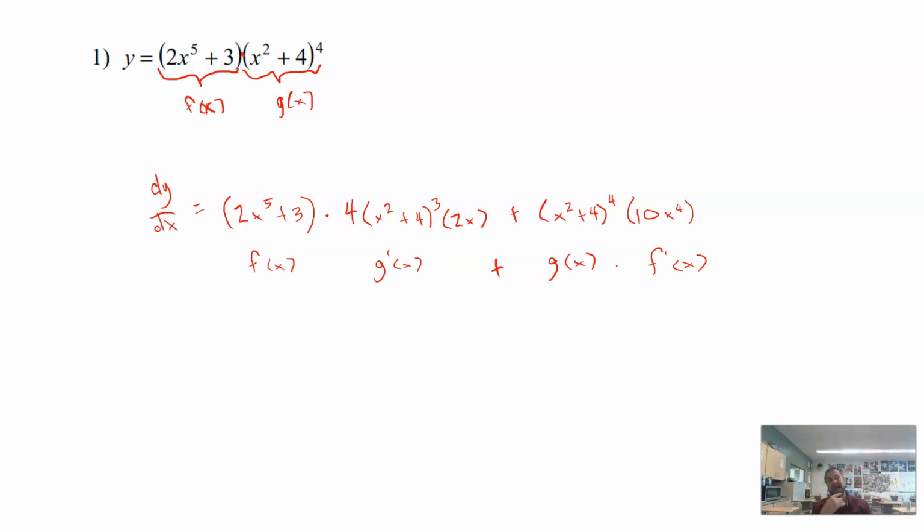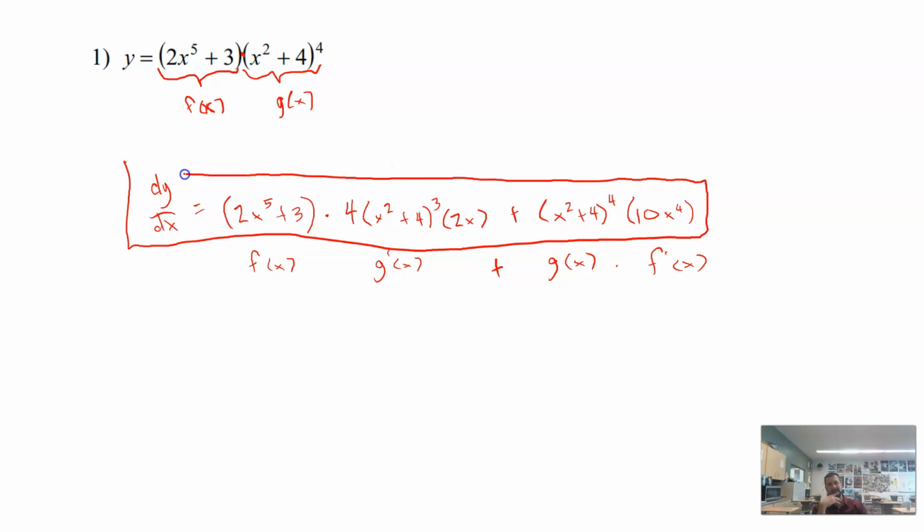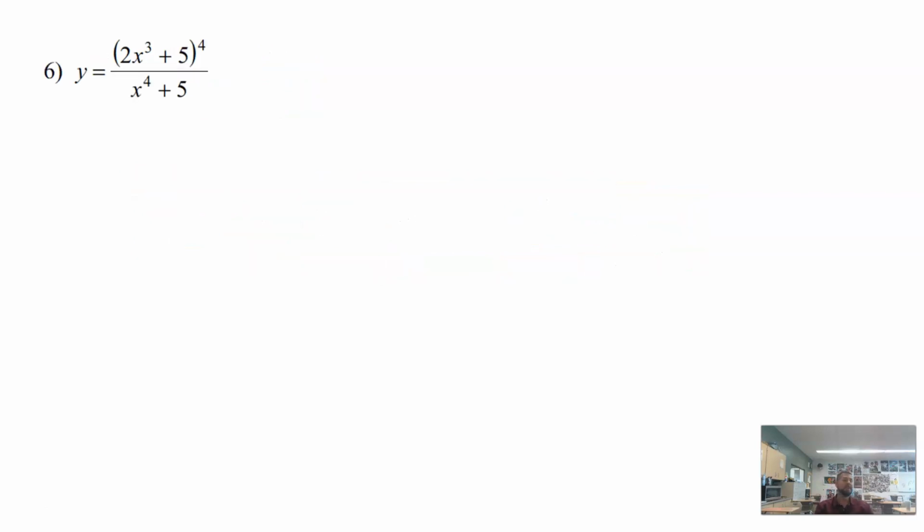So in this case, that is my final answer. I don't need to simplify it down. I don't need to distribute. I just have that as my final answer. And again, hopefully that kind of makes sense as to why that is what it is. Let's try one more, this time with a quotient rule, to make sure that we understand how this works when we're looking at a problem like this one.